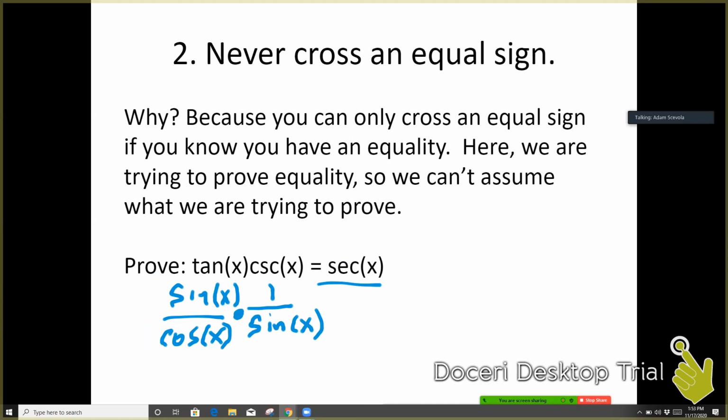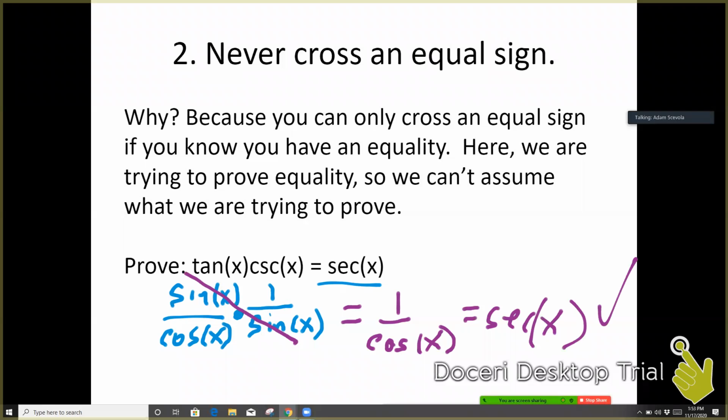You could cancel out the sines. Oh yes, you can cancel them out, the sines. Very good. And then you get 1 over cosine of x, which is equal to the secant of x. And now we just proved that tangent of x times the cosecant of x is equal to the secant of x. All right, and we didn't have to cross an equal sign. We didn't have to divide both sides by cosecant. We didn't have to multiply both sides by cosine. You're not allowed to do that, so don't do it.